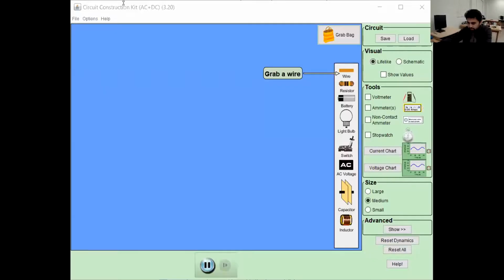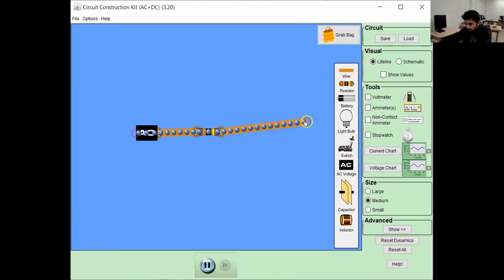Okay, let's go back to that. So you see something like this, right? Light bulb, wire, resistor, battery, whatnot. You have everything here. Current chart, voltage chart, and you can take the AC voltage out. This is the wire. Put a resistor here, another connecting wire. You can move it around. You have a capacitor, and you can create all kinds of circuits here, basically.